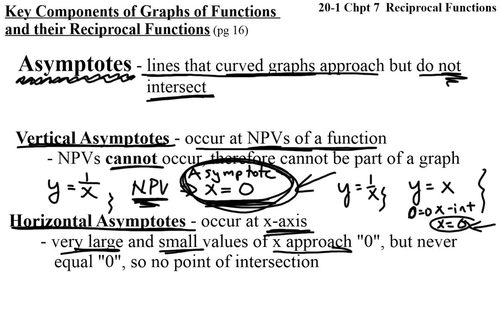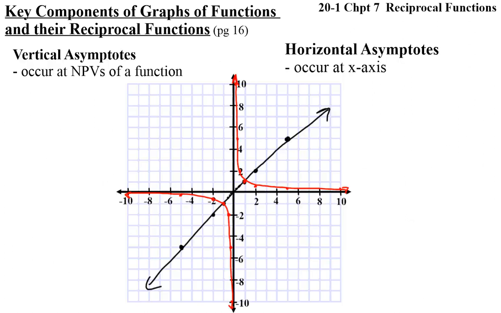Our horizontal asymptote for this year will always be the x-axis, because very large and very small values of x approach 0 but never get there. So if I take a look at my y equals 1 over x reciprocal function, big values of x: if I said x equaled, again, let's go to 1,000, well, 1 over x, my y value, would be 1/1,000.